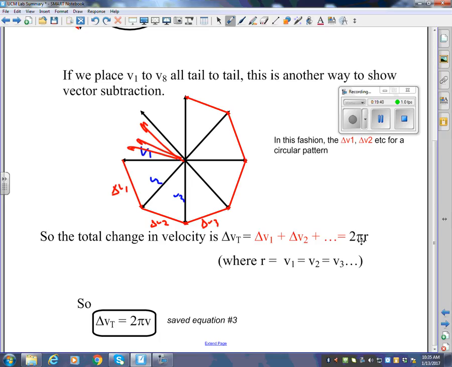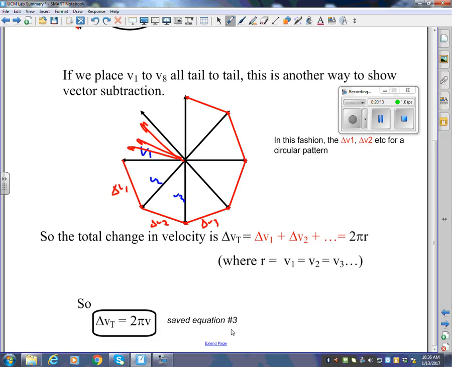And what is the radius of this circle? This you can figure out. What is the radius of this red circle? It's the black ones, is it not? Which is the velocity, where the radius is equal to V1, V2, V3, and V4, and all the way, as many times as you want, right? So delta Vt is 2, not 2 pi r, but 2 pi v. Saved equation number 3.